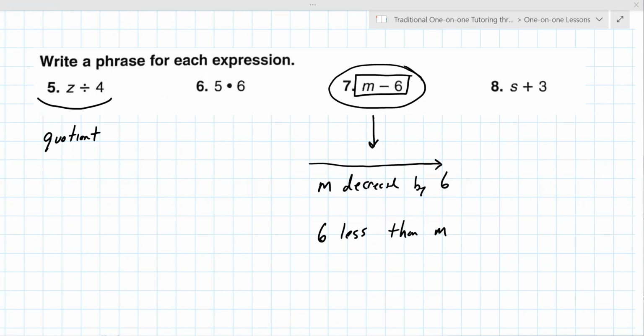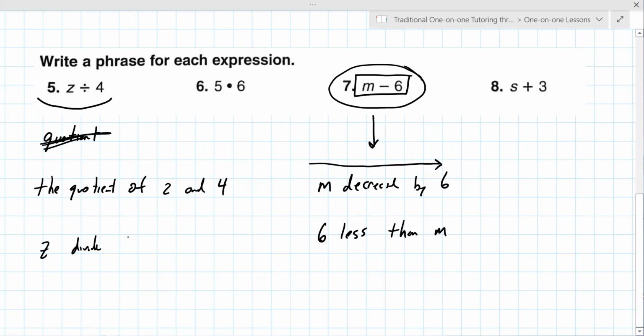What did you come up with? 4 quotient Z. I don't know. Okay, so it's the quotient of, and I know this one's harder. Quotient of, and then you would say Z and 4. And I know you want to just say Z divided by 4. But when I look at the next page, I see that you're going to have some other options on there.